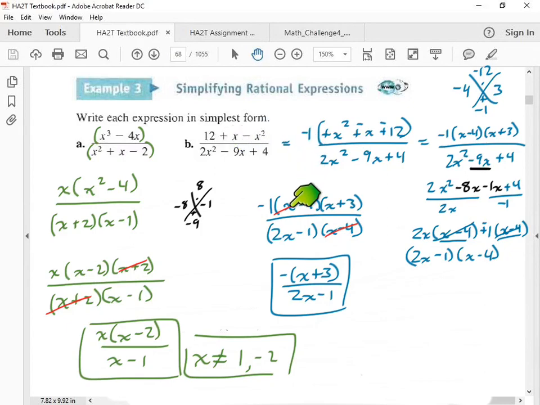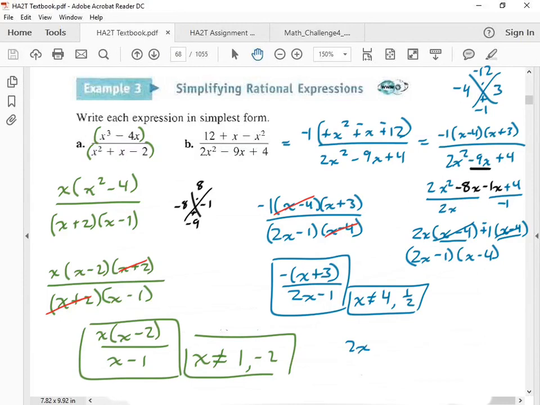Now at the very beginning we had the denominator is this. This denominator factored is 2x minus 1 and x minus 4. So that means x cannot equal positive 4 because that would make this factor equal 0, and it cannot equal positive 1/2. Now I can do that in my head pretty quickly.